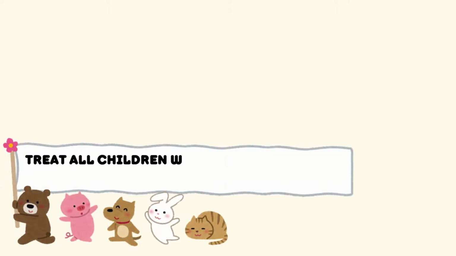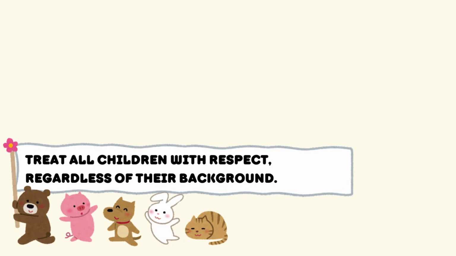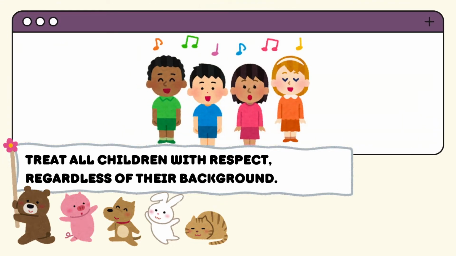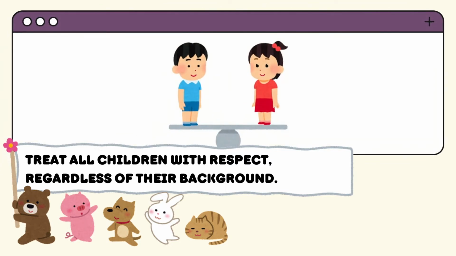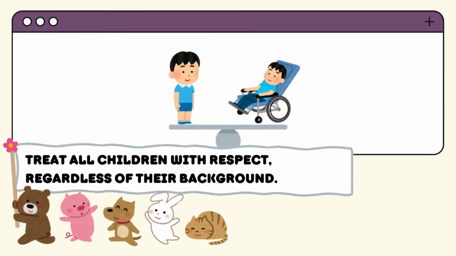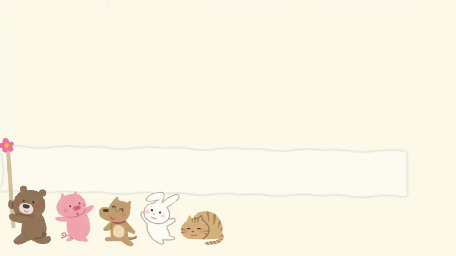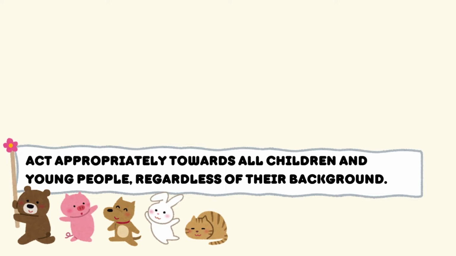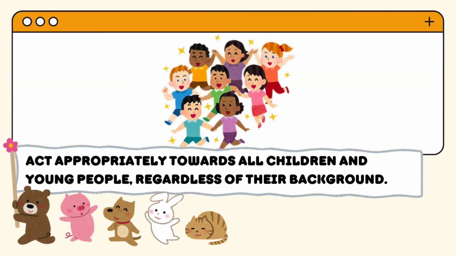Next, treat all children with respect regardless of their background. All children are entitled to equality. They are born equal in human dignity and with equal rights to fully develop their cognitive and human potential. Then, act appropriately towards all children and young people, regardless of their background. We shall be cognizant of the cultural and individual diversity of different children and act according to the diversity.